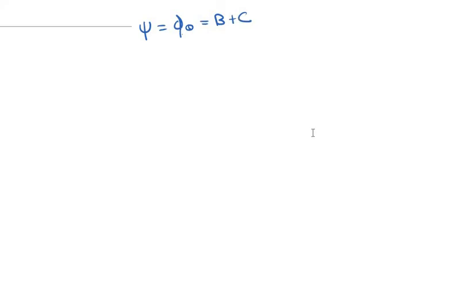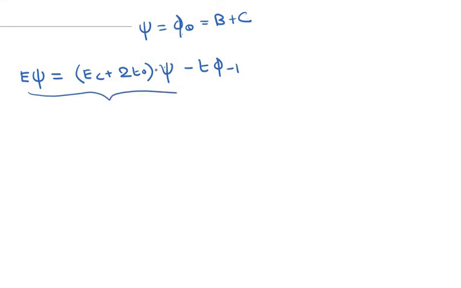Now what is the equation for psi? So the equation for psi is basically E psi, which is again phi 0, is equal to EC plus 2T0 psi minus T0 phi of minus 1. Now we are interested in only this equation, because this equation basically determines what is happening in the channel.